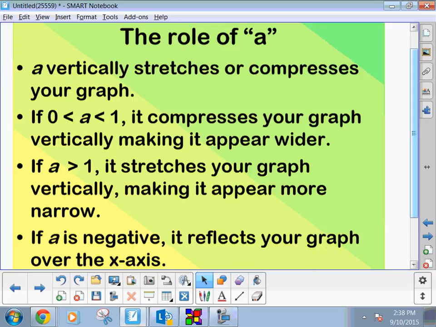So anytime you see the word vertically, you could think about y values too. Compresses your graph, y values, making it appear wider. Stretches your graph vertically, y values, making it appear more narrow. The other one, the only one we didn't do on there, and we'll do it right now, is the last one. If a is negative, it reflects the graph over the x-axis. That's actually probably the more common one you're used to seeing, reflection on the x-axis. Because quite frequently you would develop an a that's negative.